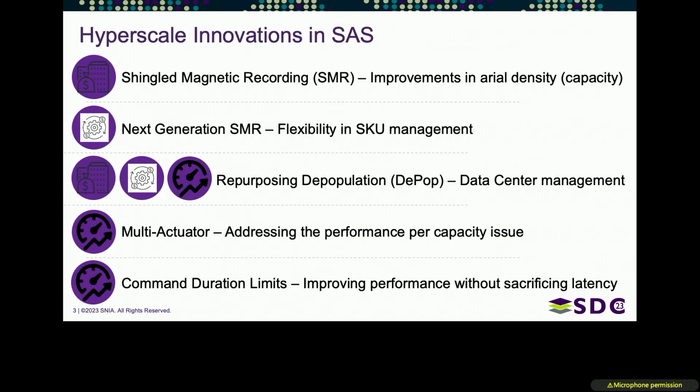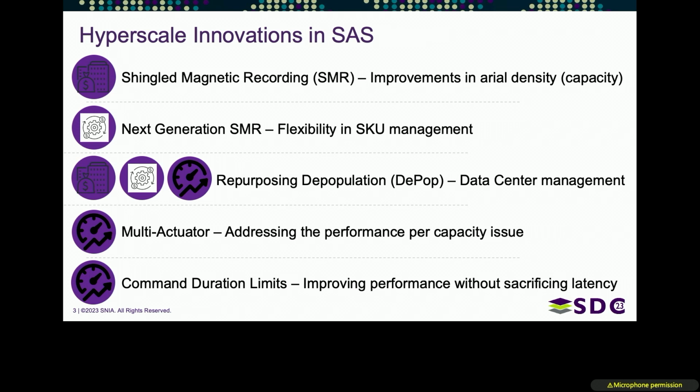So to recap from last year, I hit on a couple of the main innovations and investments in SAS. Shingled magnetic recording, or SMR, is about increasing the areal density of a drive, having the same drive with more capacity. Next generation SMR, sometimes referred to as SMR 2.0 or hybrid SMR, has been moved into T10, and it's all about being able to format a drive in different manners. So reducing the number of SKUs the data center has to manage, and then have them format the drive either in a conventional manner or in a shingled manner, or some split of both, and to be able to do it dynamically.